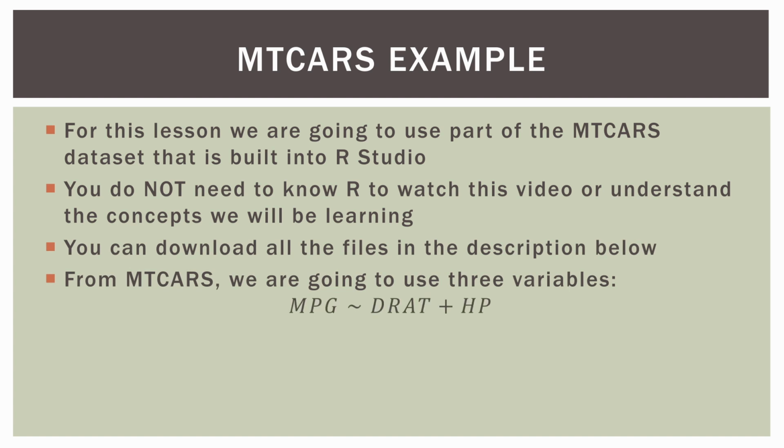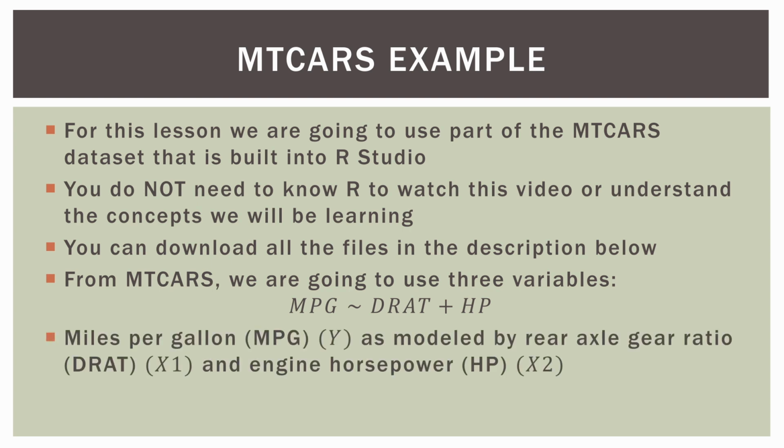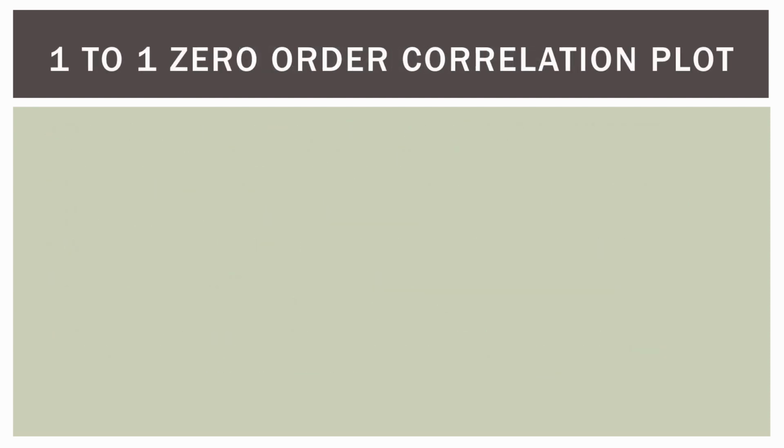So from the MTCARS dataset, we're going to use just 3 variables. We're going to use miles per gallon as our dependent variable, and then we're going to use DRAT, which is the rear end drive axle ratio of the car, and a measure of its horsepower, which is HP. So we have miles per gallon, which is a measure of fuel efficiency. That's our Y variable, modeled by rear axle gear ratio, DRAT, which is our X1, and engine horsepower, which is our X2. So those are the 3 variables, and that is the full model we will be looking at. And more specifically, we will be examining the contribution of DRAT and horsepower independently to the variance in miles per gallon.